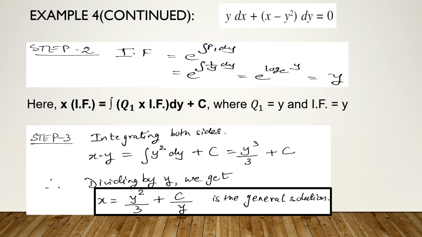Into integrating factor is also y over here. So integral of y square dy plus c. So now you get this as y cube by 3 plus c. Here you want x. Remember, x and y variables are interchanged. So you want x on the left hand side. So divide the whole equation by y. We get the general solution as x is equal to y square upon 3 plus c upon y.